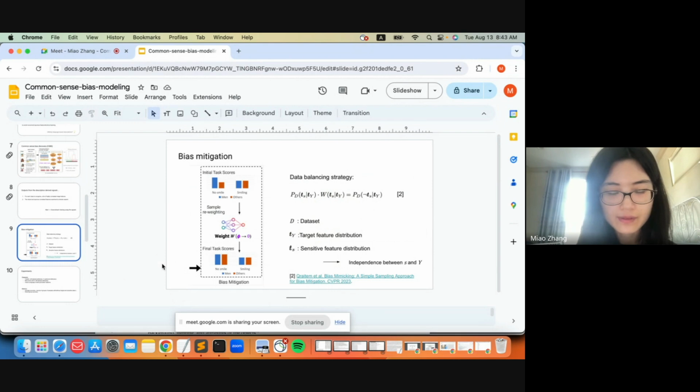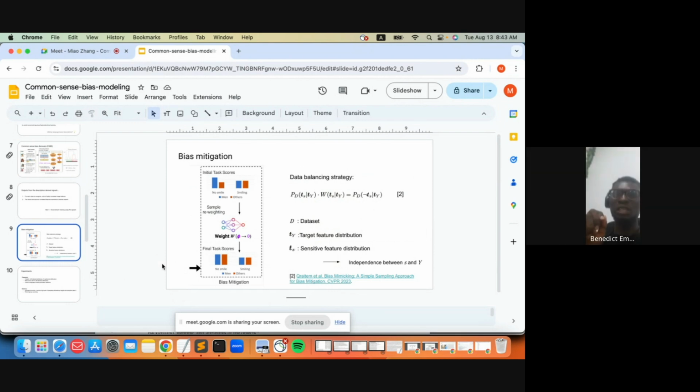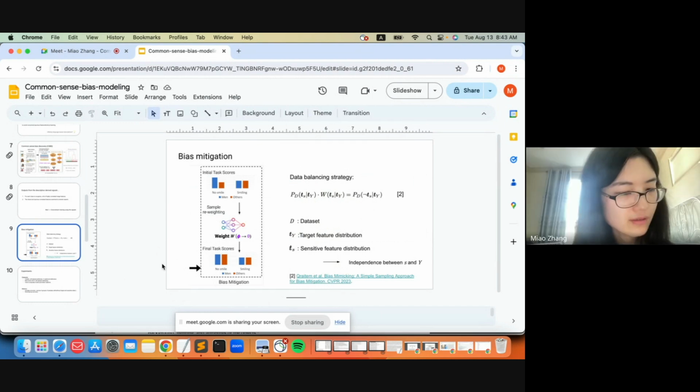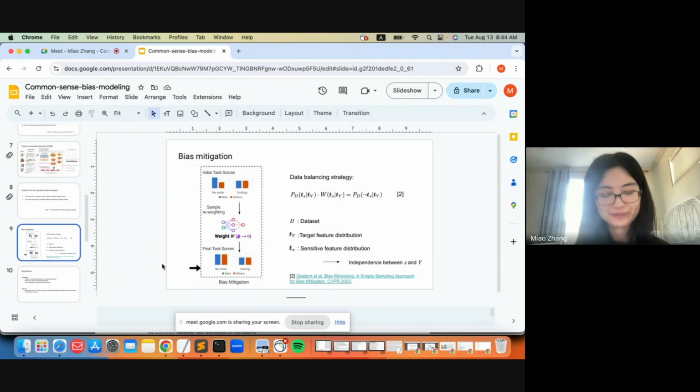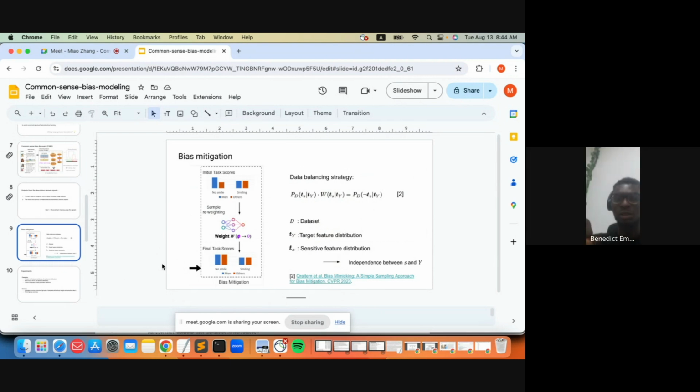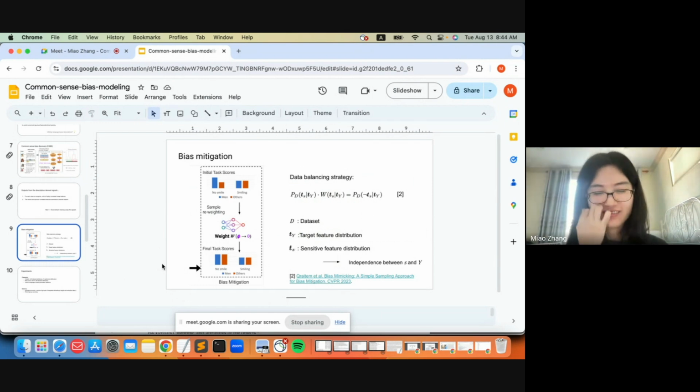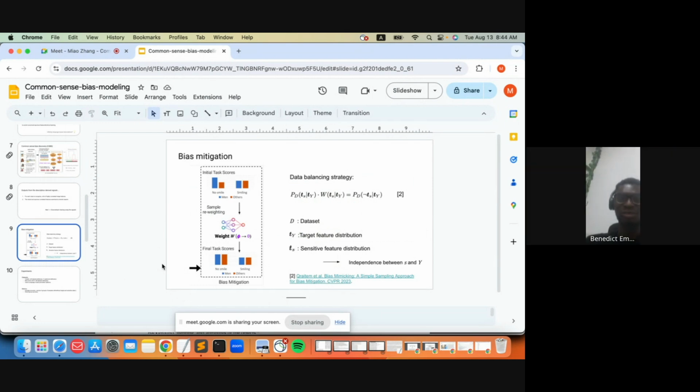Sure. My question is, the approach you took to resample the data samples, I looked at it and it is very simple, very elegant. So I'm curious, how exactly did you come upon this approach, this strategy? Like the weights, yeah.